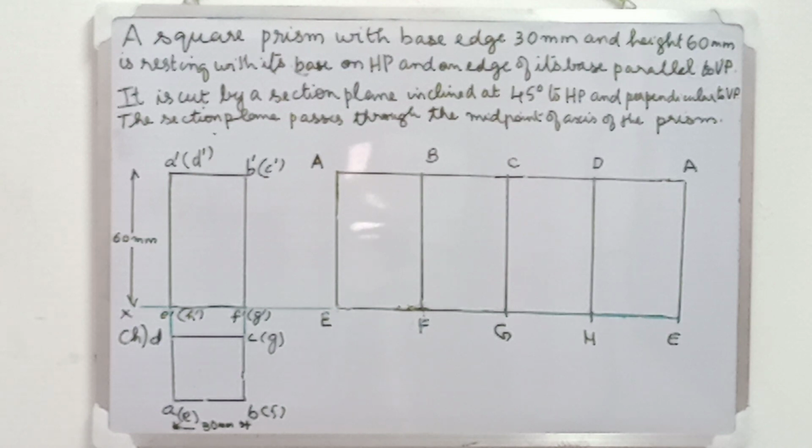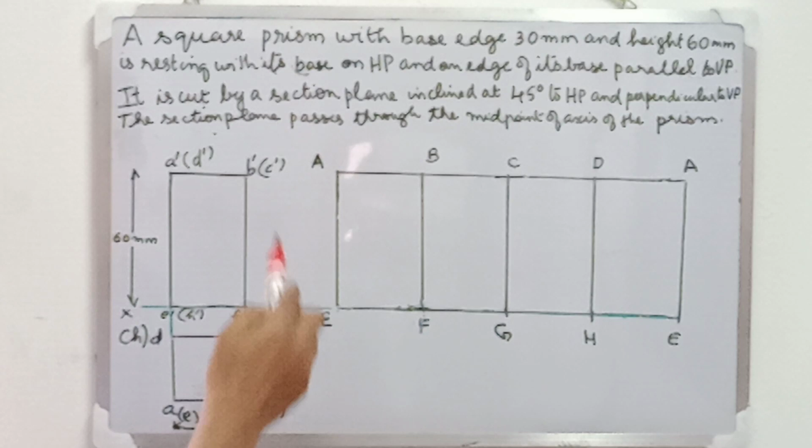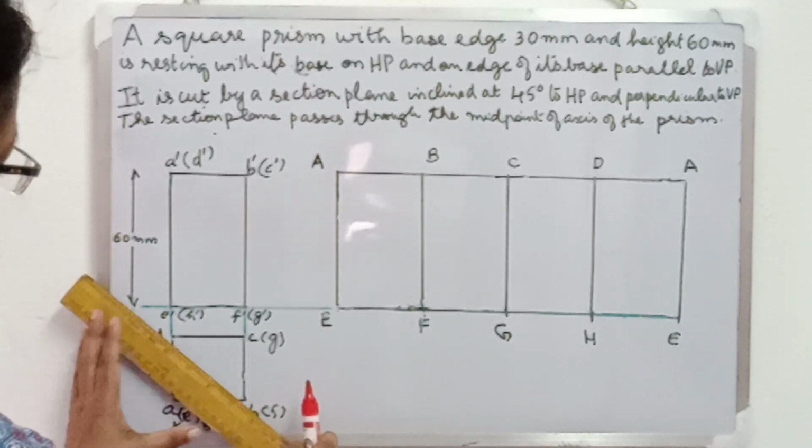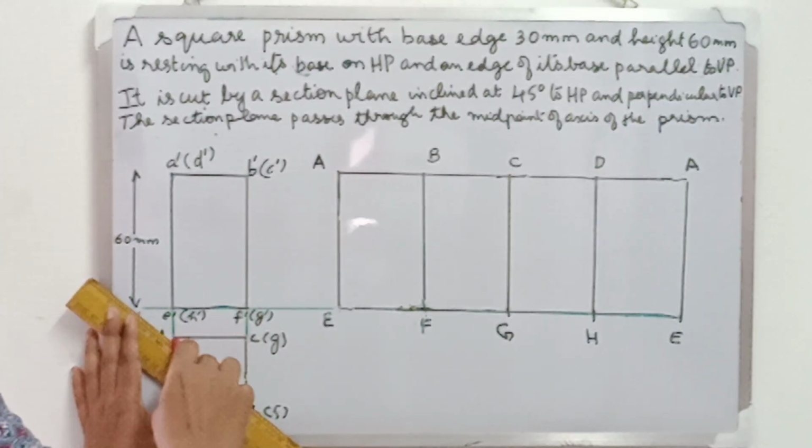It is cut by a section plane inclined at 45 degrees to HP and perpendicular to VP. And the section plane passes through the midpoint of the axis of the prism. Since in the question it is mentioned that the section plane passes through the midpoint of the axis, let us draw the axis first.